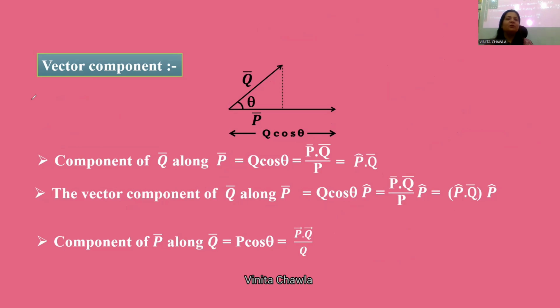Again we will take the rectangular component, है ना, of p. So this is the vertical component and this is the horizontal component. Now look at vector p only, don't look at q now.